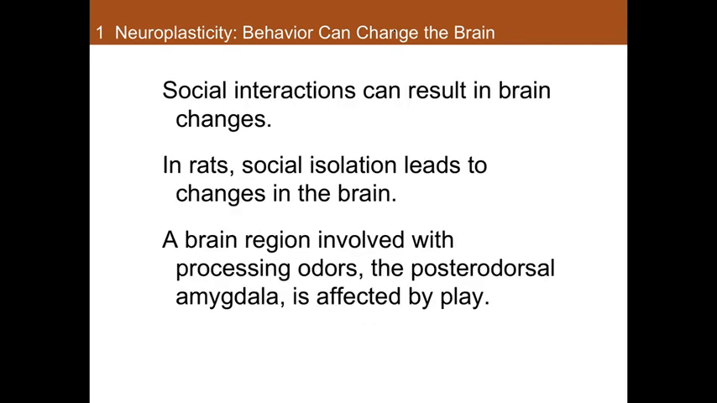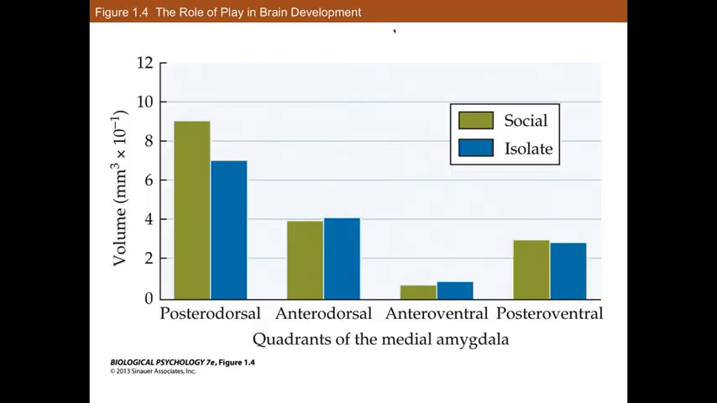So social interactions can result in brain changes. We're going to look at rats for a second. In rats, social isolation leads to changes in specific areas of the brain. And play can also affect the rat's brain. And we'll take a look at this here, where you can see that if a rat is social, there are certain parts of the brain that actually are more developed or larger than if the rat is kept in isolation.